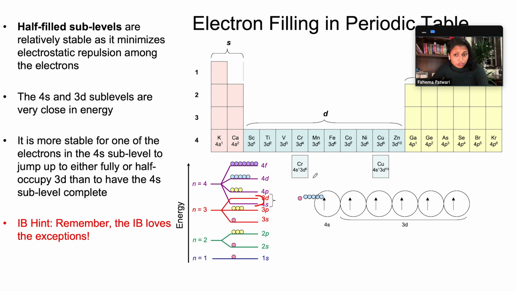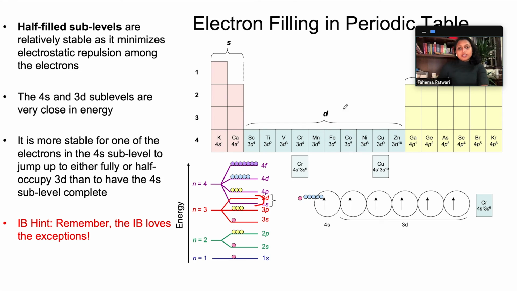So it's actually more stable for these electrons. Instead of staying together in 4s and having 4s be complete, it's more stable for it to go over here and fill that last orbital in 3d. And the IB loves exceptions. So chromium and copper will always come up, right?